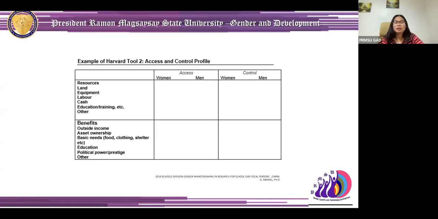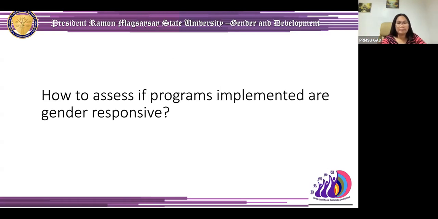Another tool that you can use is the Harvard tool, which talks about the access and control profile. There, we will look at whether they have access to those resources, and whether they are able to use them. Who controls those resources? Who decides who gets access to the resources? So we can take a look at that. And if we think it is not balanced, then somehow our program can intervene. And we can make them aware that both men and women should have control over resources.